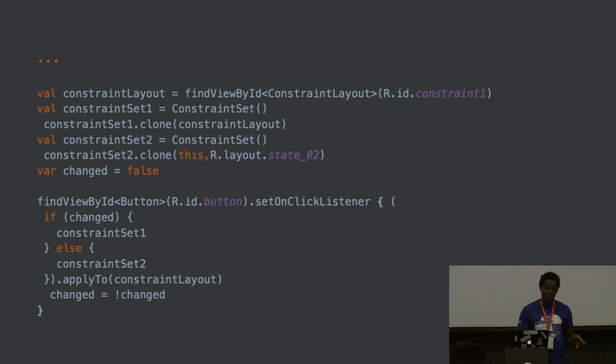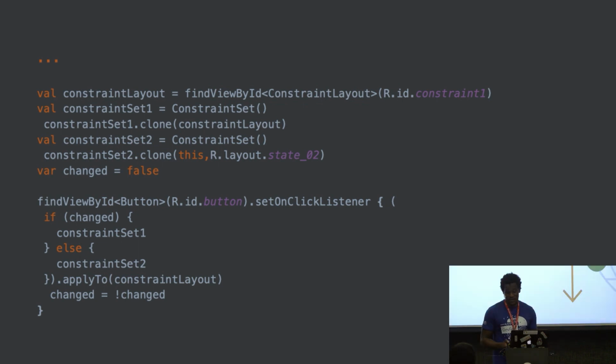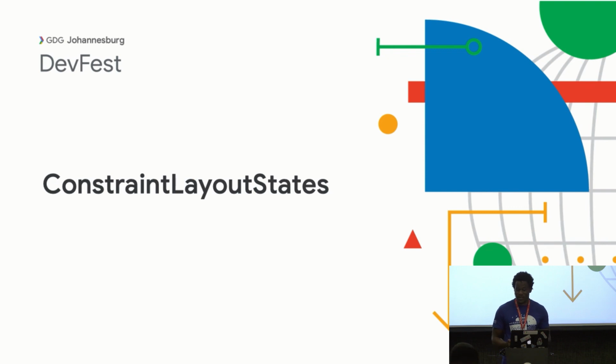With the new way now in ConstraintLayout 2.0, they've got a different way of doing things. We've got what they call ConstraintLayout states. So this is kind of like declarative in a way, as in there's less code for you to write. All you have to do is declare your states in XML.